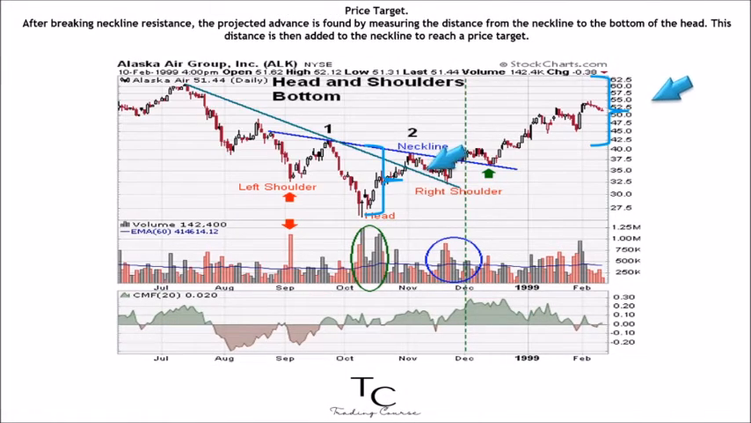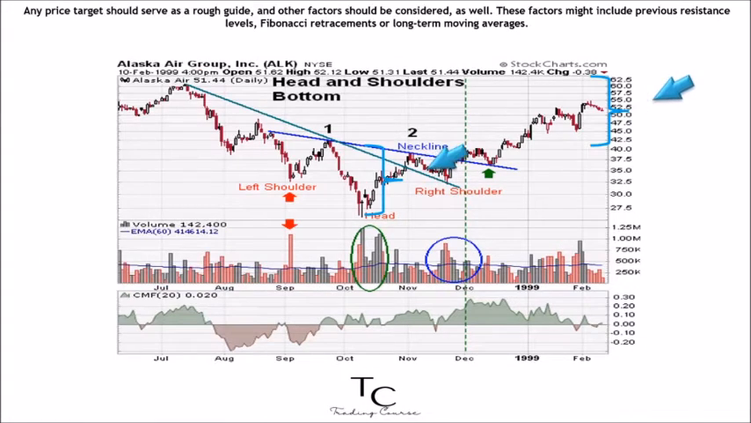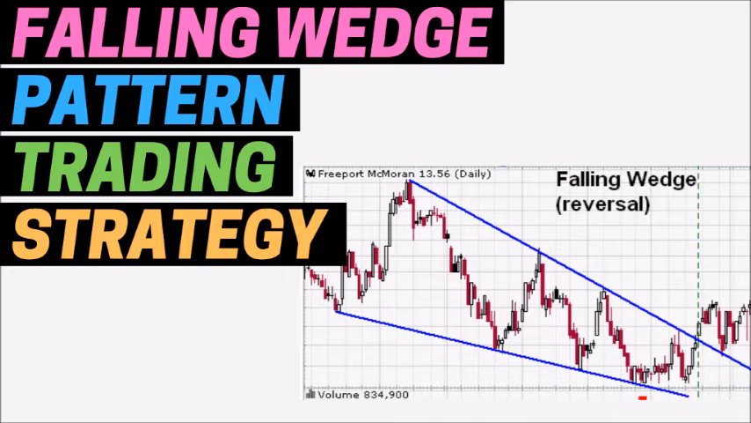Price target. After breaking neckline resistance, the projected advance is found by measuring the distance from the neckline to the bottom of the head. This distance is then added to the neckline to reach a price target. Any price target should serve as a rough guide, and other factors should be considered, as well. These factors might include previous resistance levels, Fibonacci retracements or long-term moving averages.